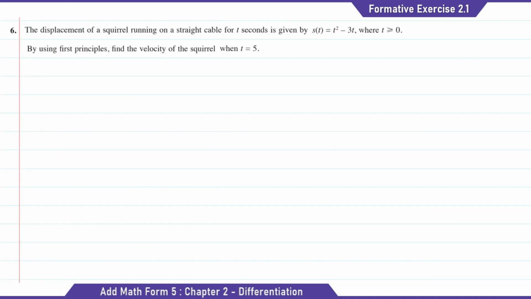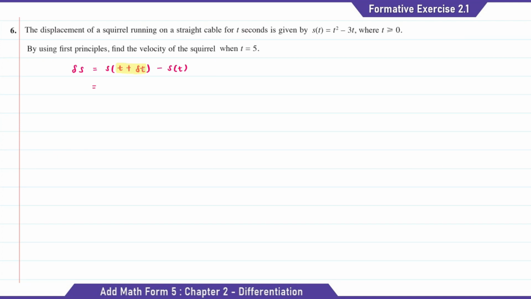Question number 6. The displacement of the squirrel running on a straight cable for t seconds is given by s(t) equals t squared minus 3t, where t is greater than or equal to 0. By using first principles, find the velocity of the squirrel when t is equal to 5. So here we're going to differentiate s with respect to t. So here instead of delta y, we're going to get delta s equal to s with the input t plus delta t minus s of t.